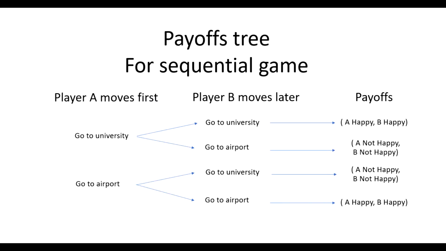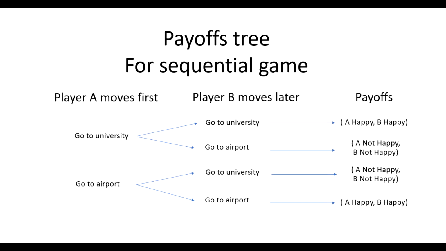Now we turn to the payoffs tree for a sequential game. We don't call it a payoffs matrix anymore, but a payoffs tree because it looks like a tree. Now player A moves first and player B moves later. Player A decides to go to university. Player B, now it is easy, can follow and go to university too. And the payoffs: A happy and B happy.